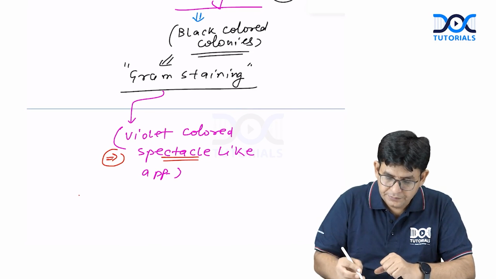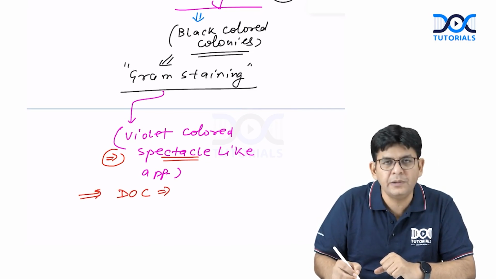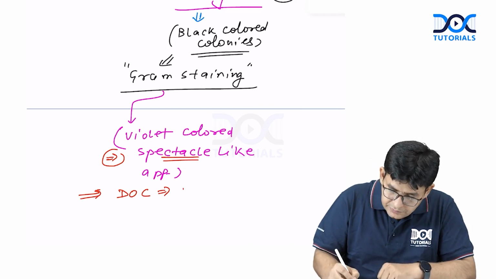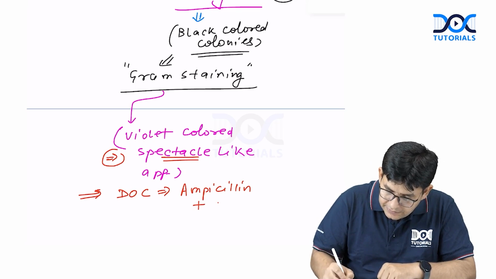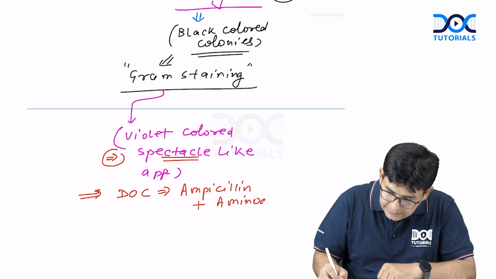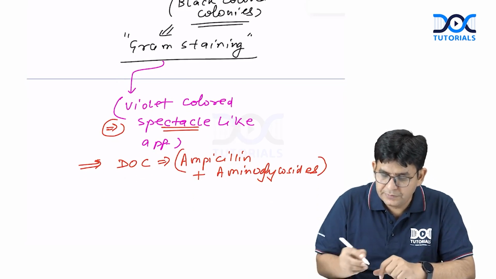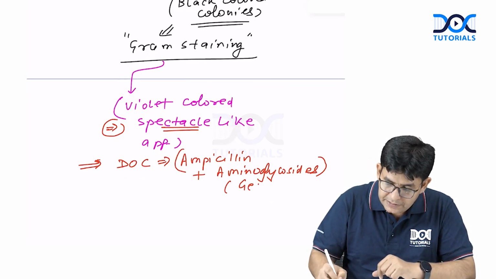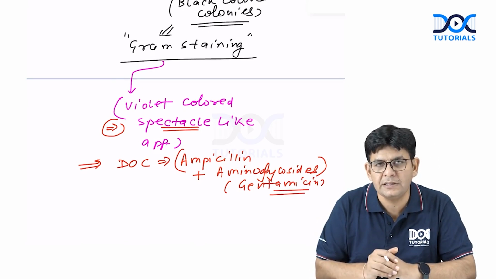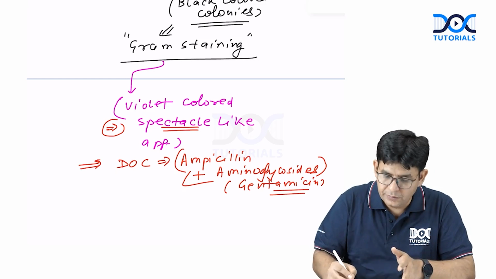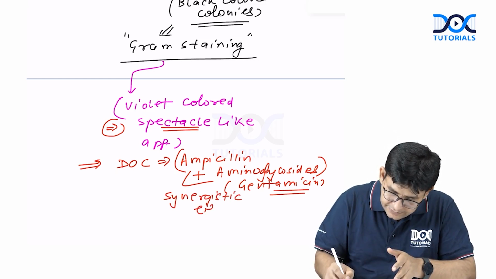Other than that, if I ask regarding the drug of choice for these Enterococcus, then what is the drug of choice? The drug of choice is a combination of a penicillin group drug, that is ampicillin, along with aminoglycosides like gentamicin. So this combination of ampicillin and aminoglycoside, mostly gentamicin, is being used for these Enterococcus, and they have a synergistic effect. That you need to know.